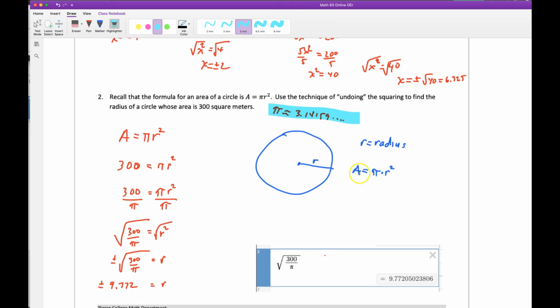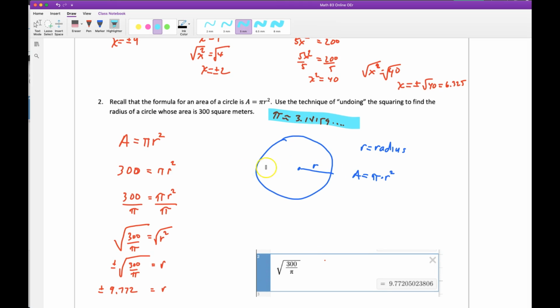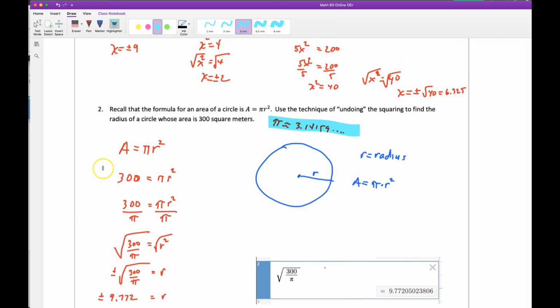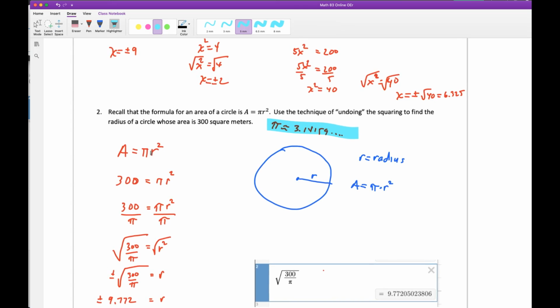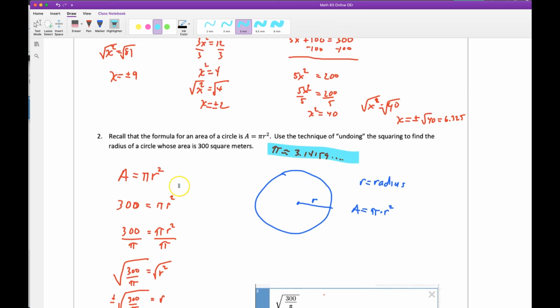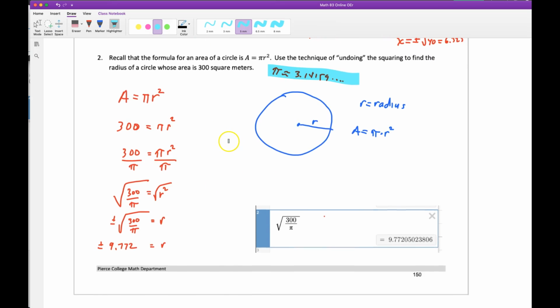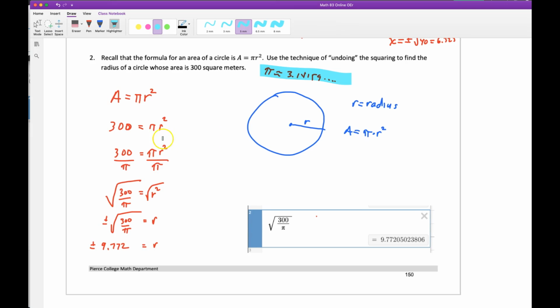Pi was discovered when someone measured the distance around a circle with its radius and found this pattern that this number always existed for every circle. So that's where it comes into play in the area of a circle. And so if the area is 300, what is the radius is a classic question in mathematics, finding the radius when you know the area.